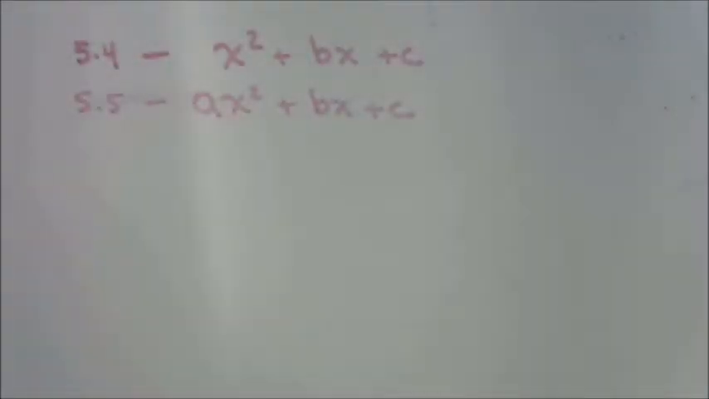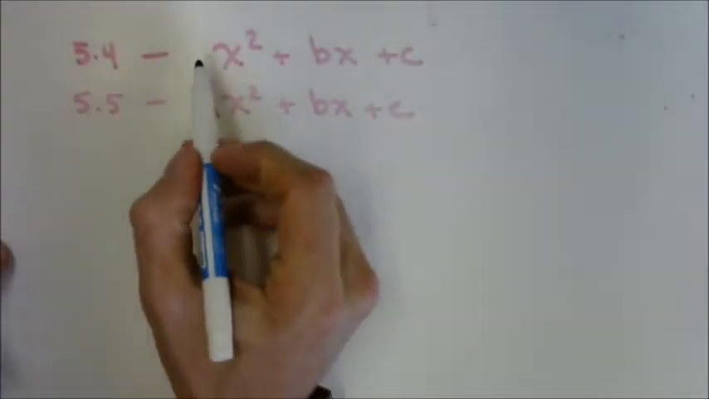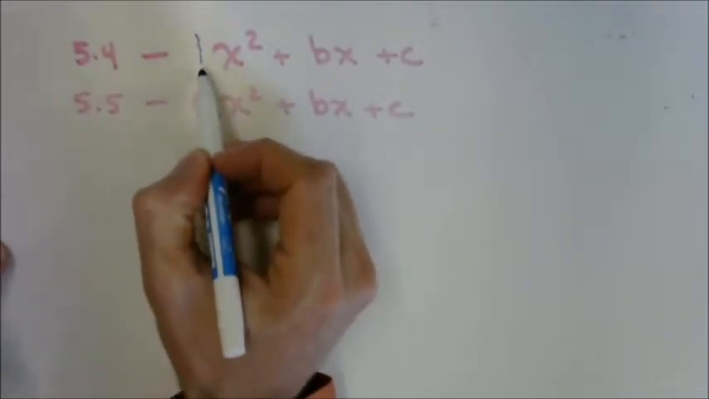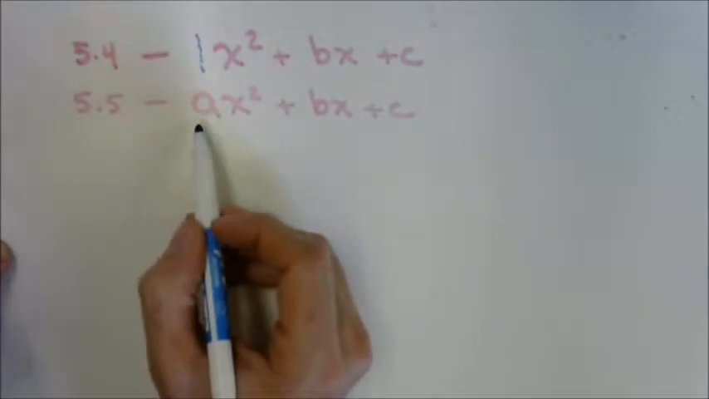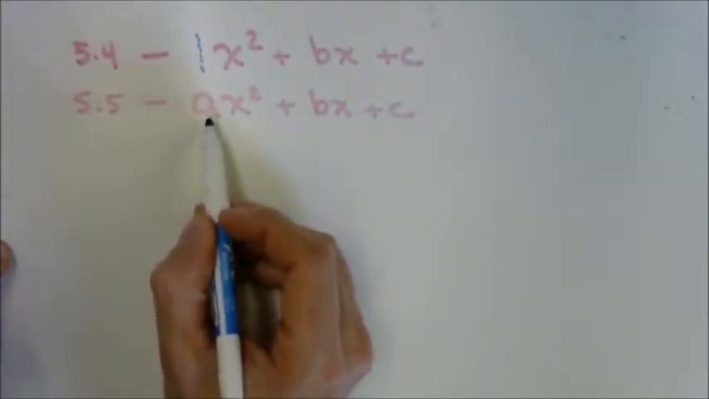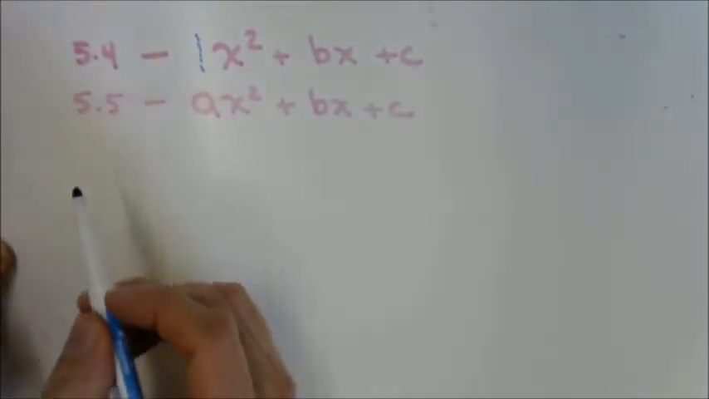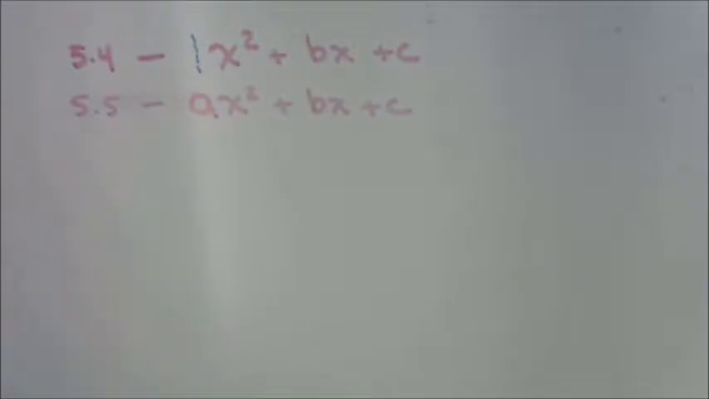Okay, today is 5.5, factoring quadratic expressions of the form ax squared plus bx plus c. The only difference between this and 5.4 is that instead of having a 1 as a coefficient in front of the x squared term, you might have a different number, any old number. And we're going to learn how to factor those using a lot of the skills that we have already mastered?